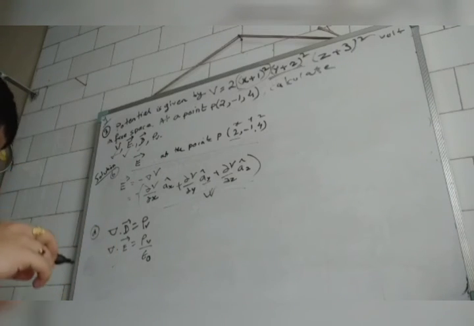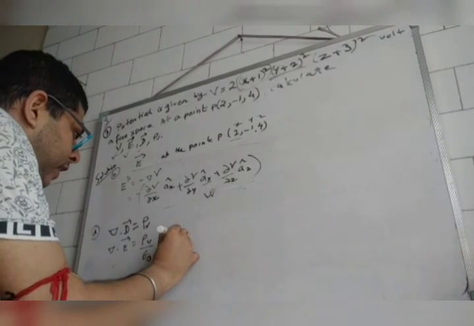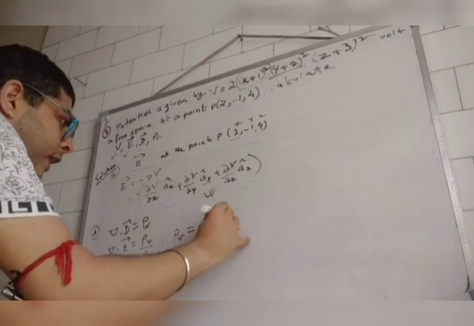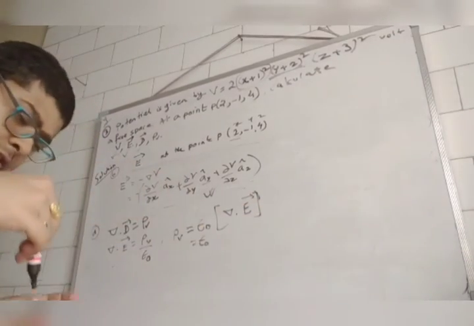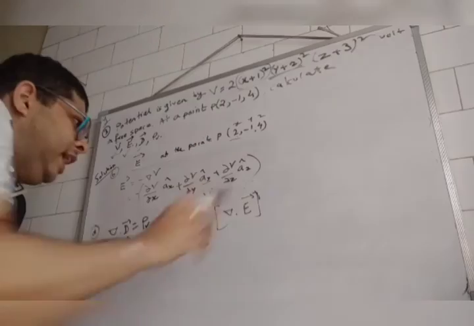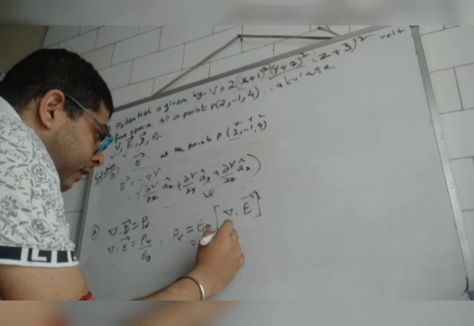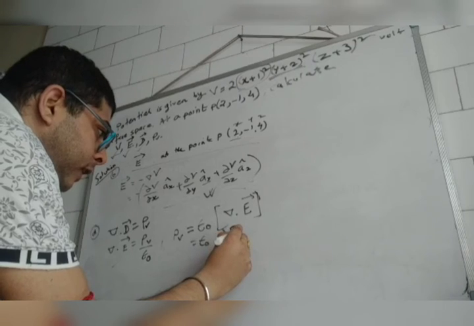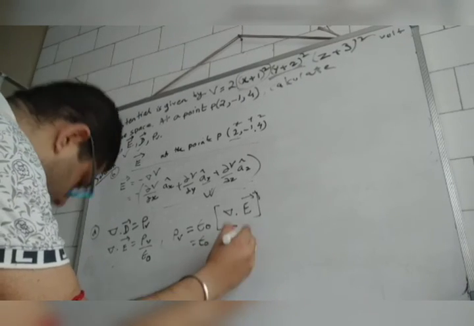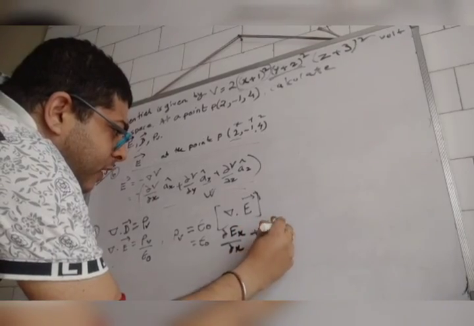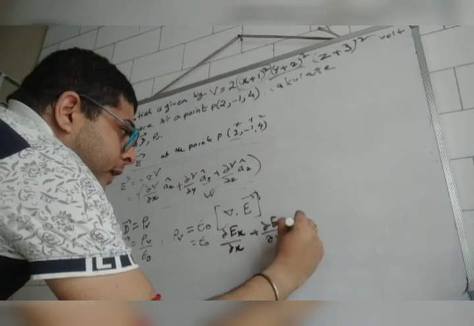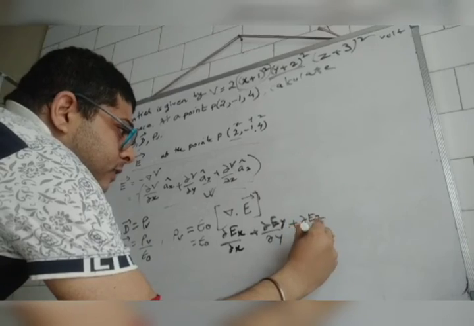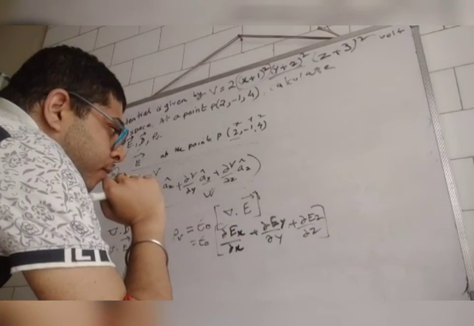So what will be my divergence of E? So let us write rho V is equal to epsilon naught del dot E, and this divergence of E is basically, we will be getting del Ex by del x plus del Ey by del y plus del Ez by del z. So this is the divergence formula.